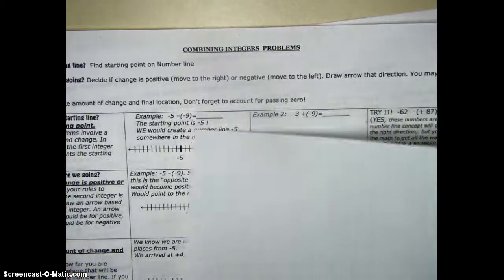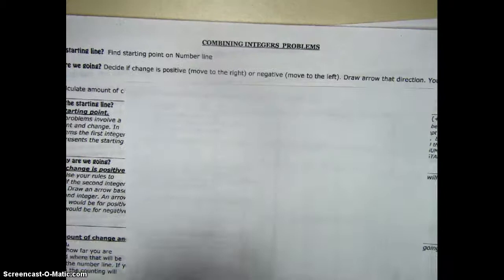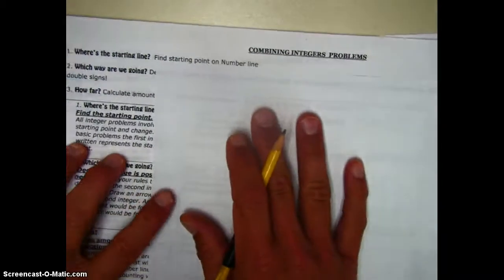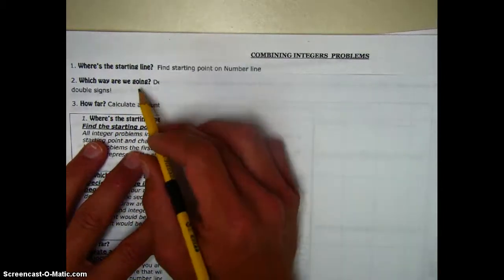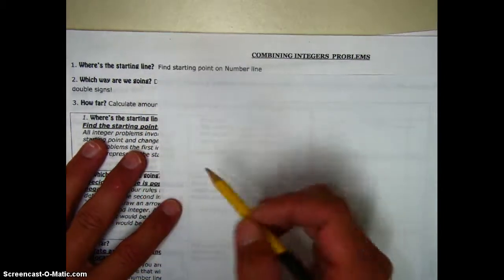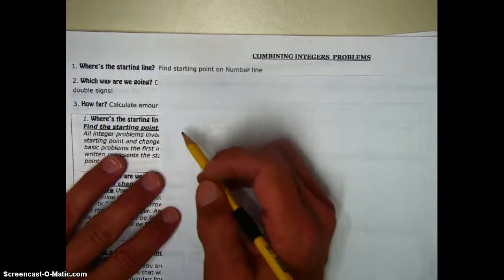I want to talk to you about combining integer problems. Combining integer problems will be simple if you think about it in three easy steps. Where are we starting? Where are we going? And how far? And I like to visualize these problems using a number line.